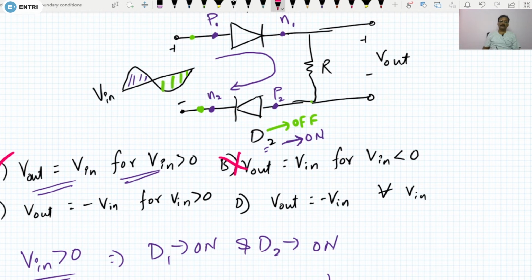Yes or no for V in greater than 0. So option C is also wrong. And here they have given V out equal to minus V in for all V in. So this option is also wrong. So what is the right option for this question here? V out equal to V in for V in greater than 0.